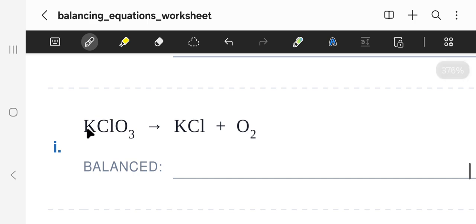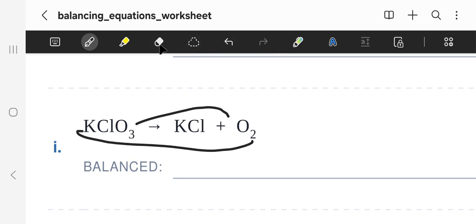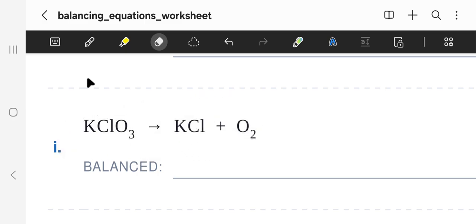Okay, for I, I have 1 potassium on the left, 1 on the right. So 1 chlorine on the left, 1 on the right. 3 oxygens on the right, and 2 on the left. So I have to make my equation balanced. What I'm going to do, guys, is crisscross. The 2 will come this side, the 3 will come this side. So I'm going to put a 2 here, which is from this oxygen, and this 3 will be here, which is from this oxygen. Now let's check if our equation is balanced.